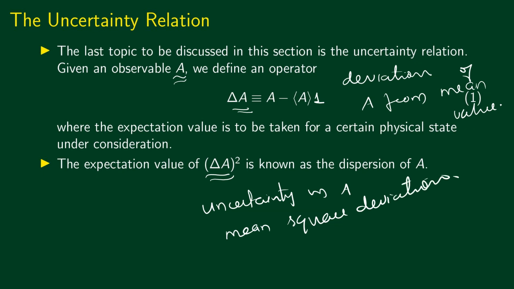You might at first think, why don't we take just the expectation value of delta A? We have already defined this deviation, but if I take the expectation value of delta A, I see that this is 0. The average value of delta A is the average value of A minus the average value of A, which is 0. So to characterize how much it deviates from the average value, we take the mean square deviation, the expectation value of delta A square. And this is called the dispersion or uncertainty of observable A.